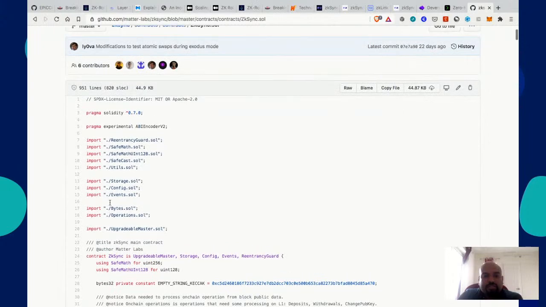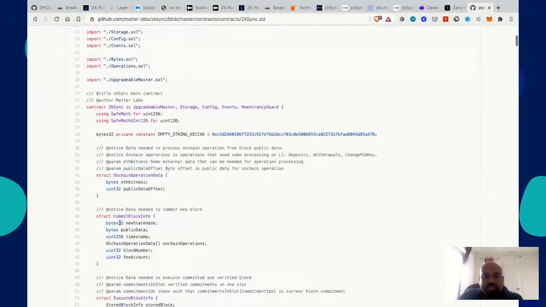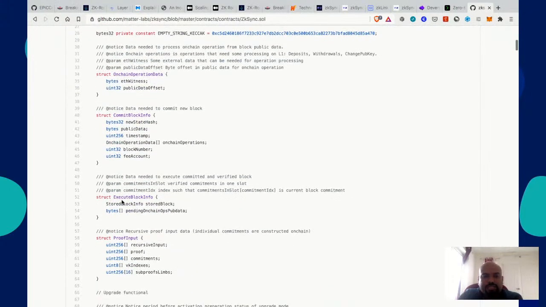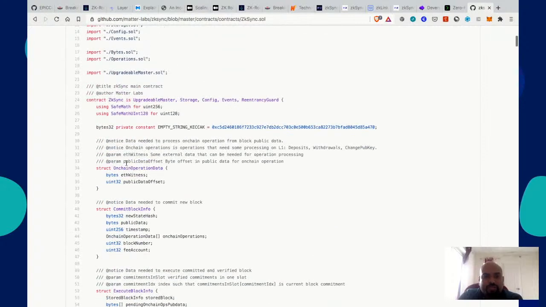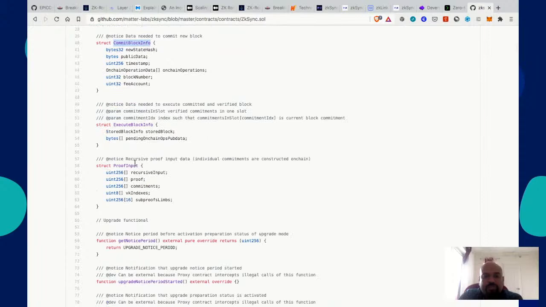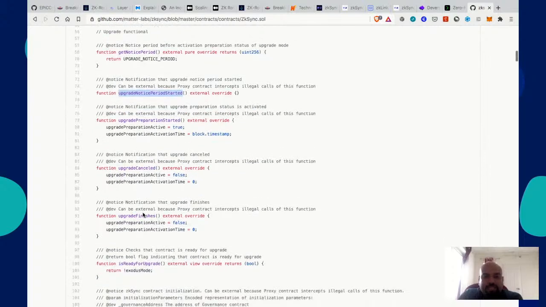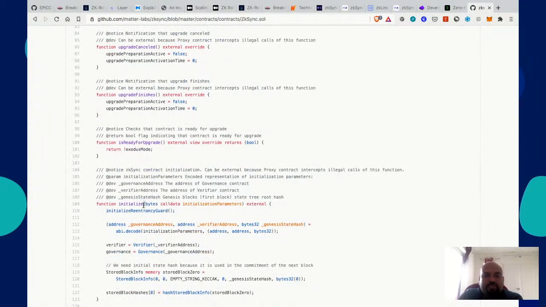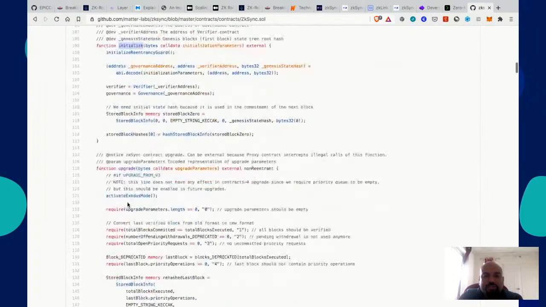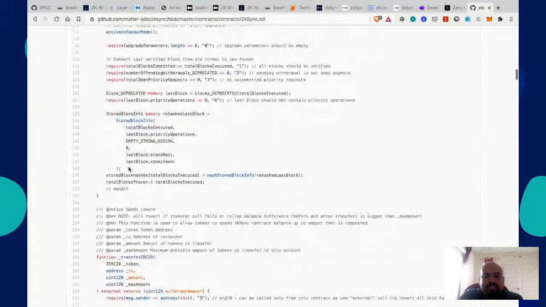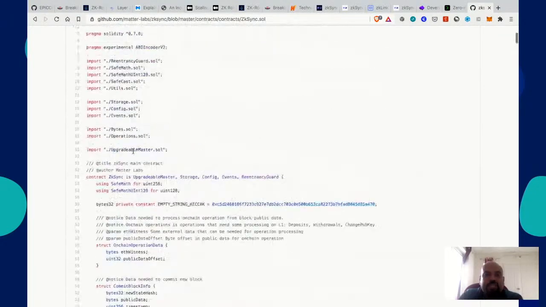And this is the main contract. You can read it. It's a very straightforward contract where you mention how to do on-chain operations, what information you need to commit in the block, what the inputs to the proof are, what the period to upgrade is, and all these details. It's a workflow contract. How do you initialize it? How do you upgrade it? It's an upgradable contract.